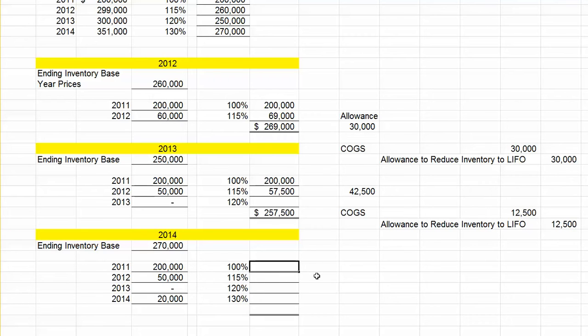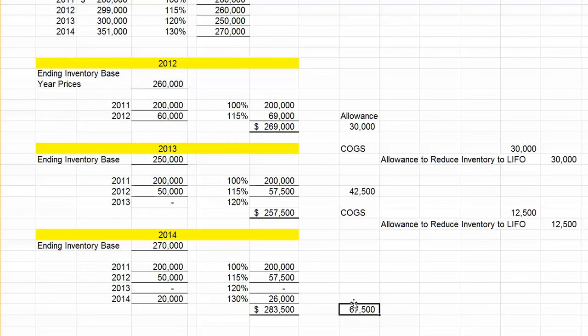Again, now we convert them to current year values. These were base year values. We multiply them by the price index and we convert them to current values. And we see our inventory in terms of current dollars on a LIFO basis is $283,500. Since on our books we're carrying our inventory on a FIFO basis, and on our books it reads $351,000, we want to reduce it to $283,500.